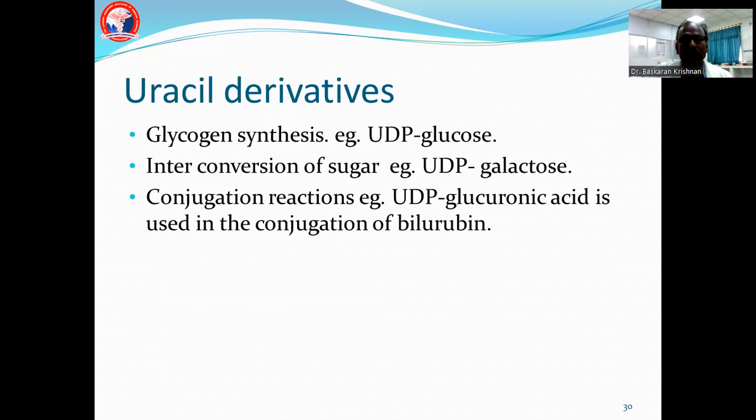Uracil derivatives are involved in carbohydrate metabolism, particularly in glycogen synthesis, UDP glucose, and also in the conversion of sugar from glucose to galactose, for example, UDP galactose. In conjugation reactions, for example, UDP glucuronic acid is used in the conjugation of bilirubin. That way, the bilirubin is detoxified and excreted by the liver, made soluble along with uronic acids.